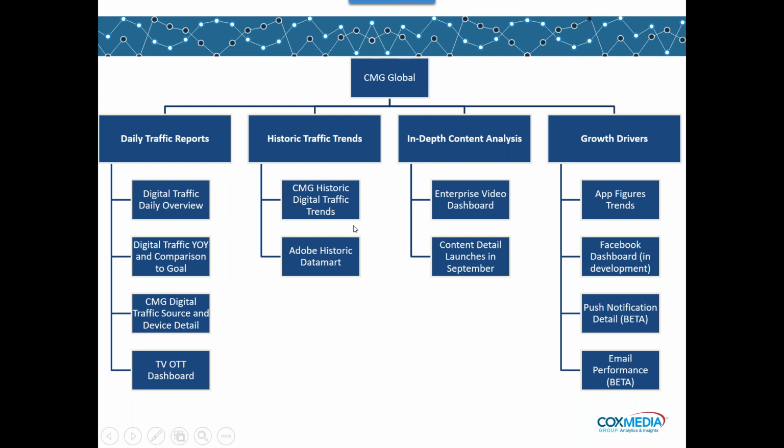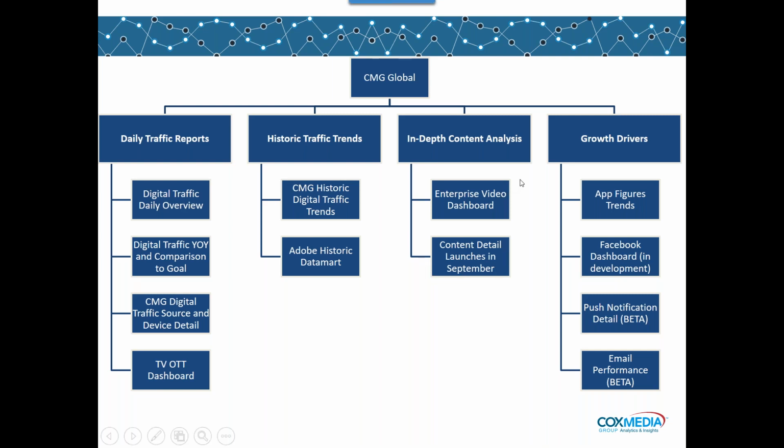The historic digital traffic trends is sourced in the numbers that are in the Hyperion system, which are like what our budgeted numbers and what our actual numbers have been since January 2014. And then the Adobe Historic Data Mart was created when we rolled off of the Adobe Analytics report suite at the end of 2017. And you can see there in more detail long-term trends with devices, with categories of content, content types, and traffic for all of the properties over that time period.